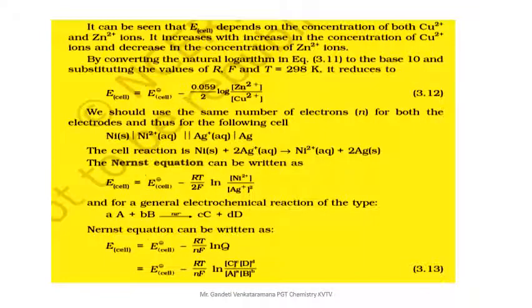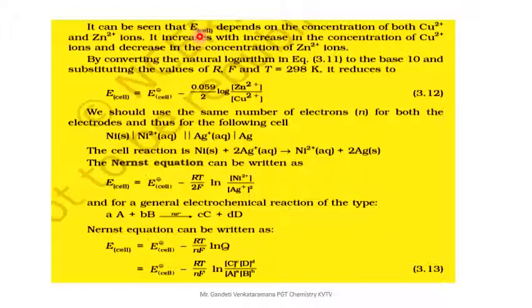It can be seen that E depends on the concentration of both Cu2+ and Zn2+ ions. Earlier we have studied, we focus on ions only. It increases with increasing concentration of Cu2+ ions and decreases with increasing concentration of Zn2+ ions. Means E depends exclusively on the cell potential, not the standard electrode potential here. Okay, this is the electrode potential or cell potential. It depends on the concentration of both ions.